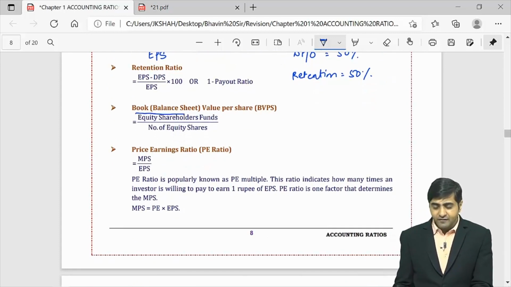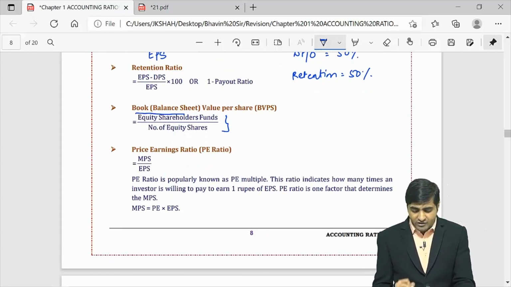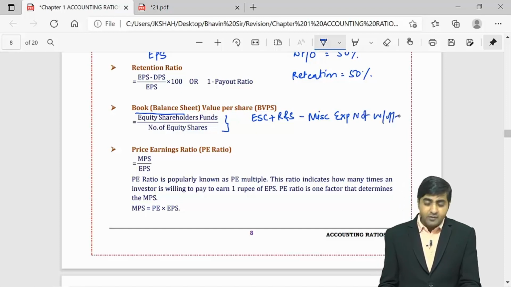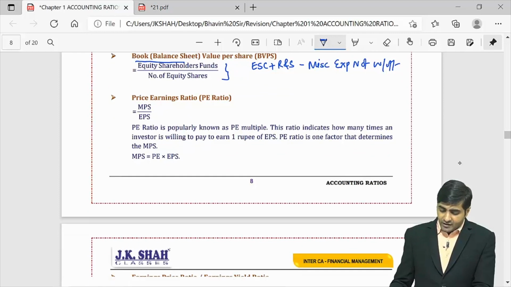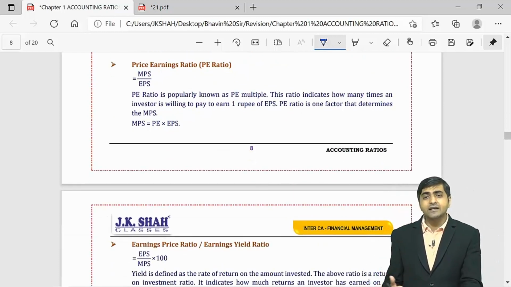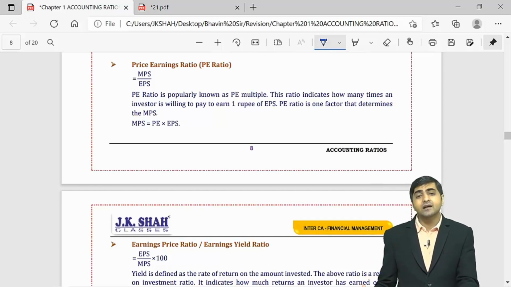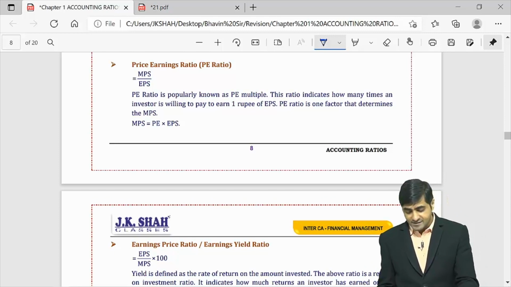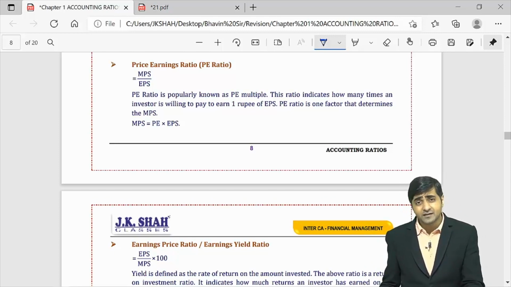Book value per share: we take equity shareholders funds divided by number of equity shares, and here equity shareholders funds is equity share capital plus reserves and surplus minus miscellaneous expenditure not written off. That will give you your book value per share. When we talk about price earning ratio, this is used very frequently in the subsequent chapters as well. Your P/E ratio is nothing but MPS upon EPS, and that gives you your price earning ratio.